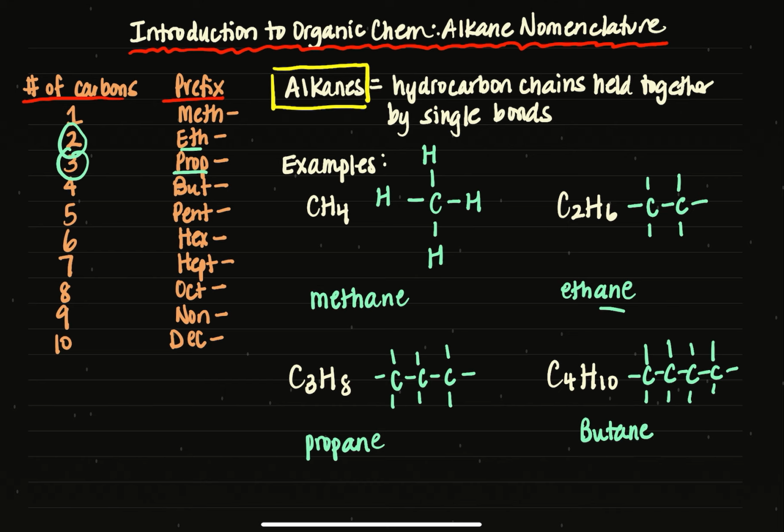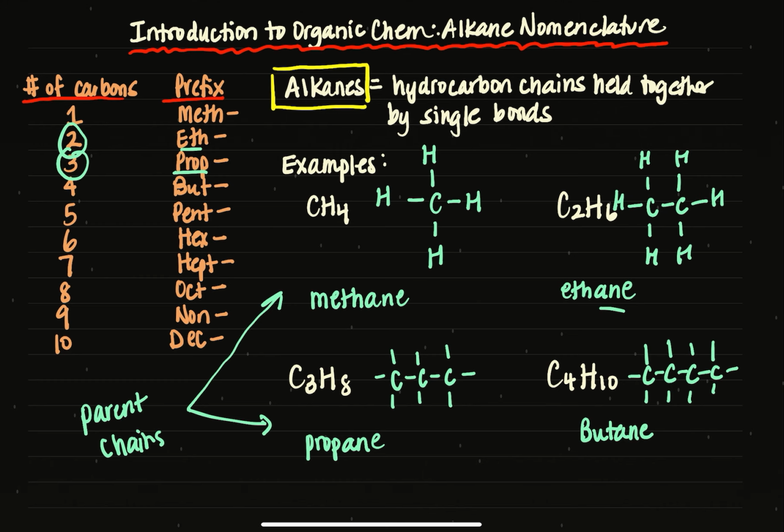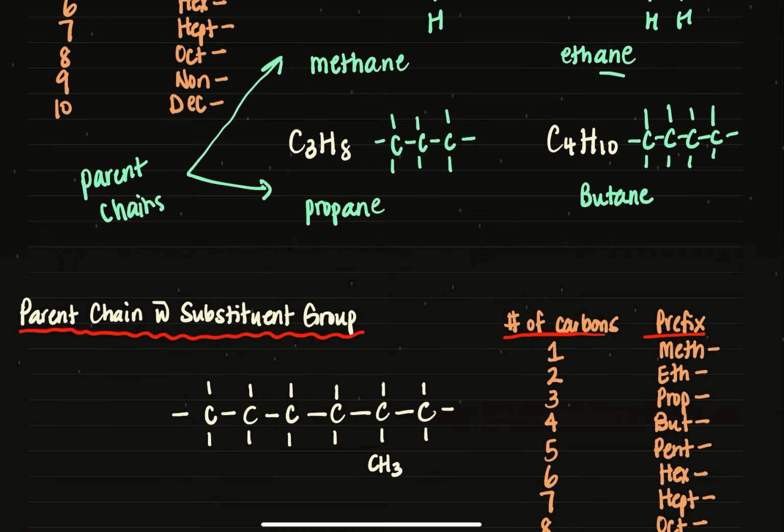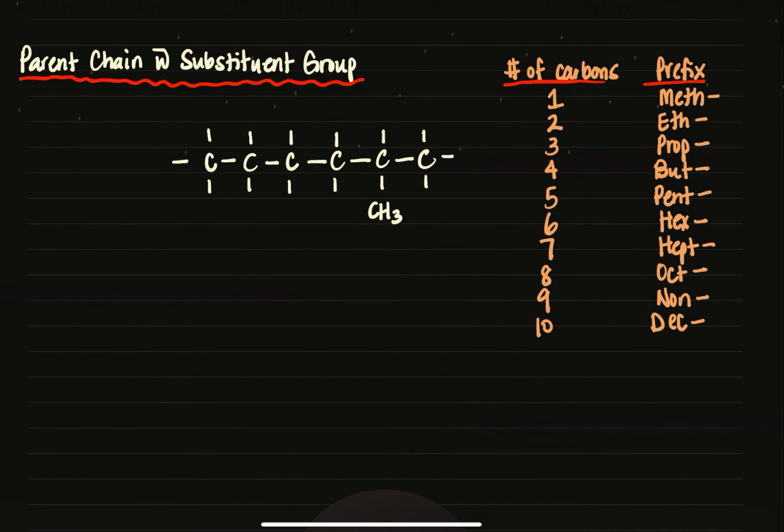All right, now what I'm showing you in these initial structures, these are all called parent chains. So parent chain, what I mean by that is that it's just carbons that are attached to each other and hydrogens. So there's nothing else attached to these molecules. It's just carbons and hydrogens. We call those parent chains. Now, if we increase the complexity a little bit, we can have parent chains with substituent groups.